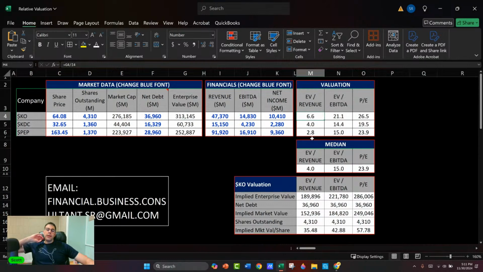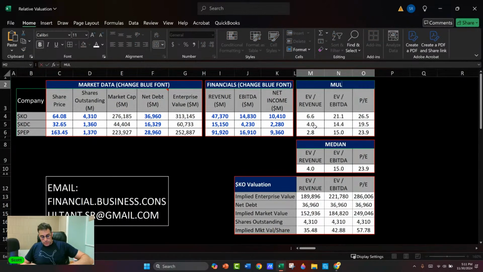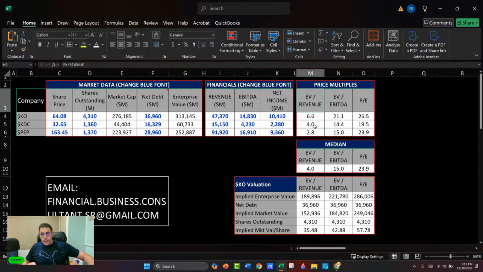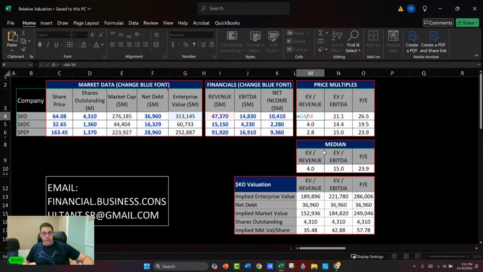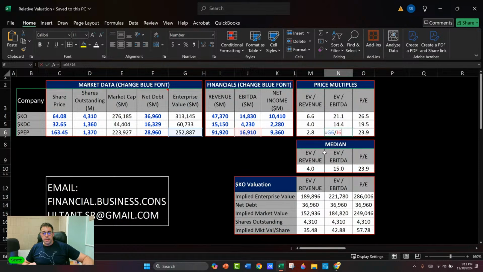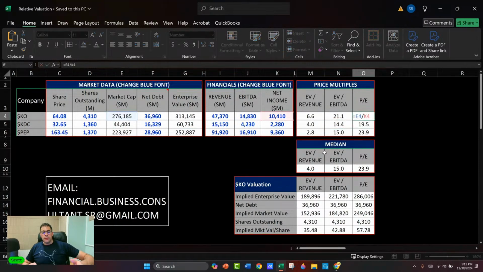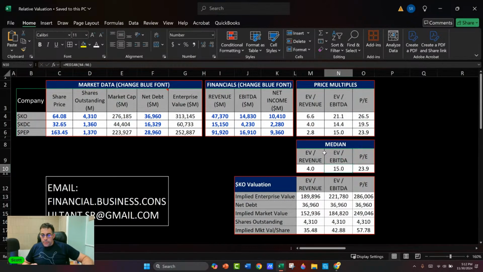And then we get the multiples. These are the valuation multiples. I should change that to price multiples. Okay. So we need the EV over revenue for each company, and then EV over EBITDA for each company, and then the PE for each company. And it's all calculated, because once we have these inputs, then it's just the formula.